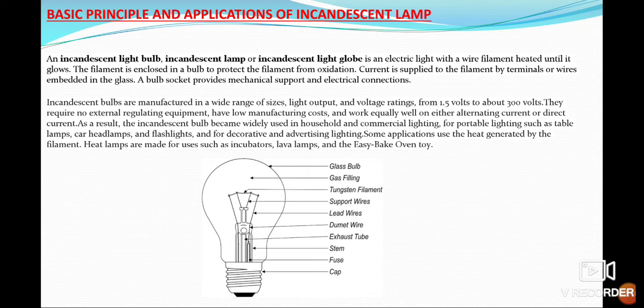They require no external regulating equipment, so they have low manufacturing cost and work equally well on either alternating current or direct current. As a result, the incandescent bulb became widely used in household and commercial lighting, for portable lighting such as table lamps, car headlamps and flashlights, and for decorative and advertising lighting. Some applications use the heat generated by the filament. Heat lamps are made for uses such as incubators, lava lamps and the Easy-Bake oven toy.